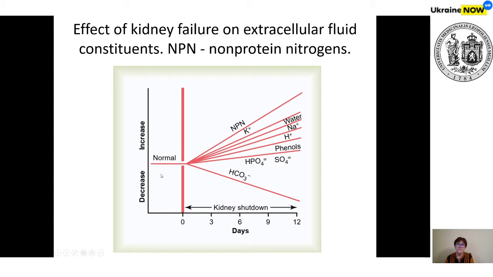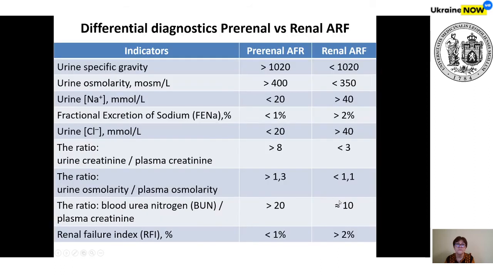Effect of kidney failure on extracellular fluid constituents. You can see increased levels of non-protein nitrogens, potassium, water retention, sodium retention, retention of hydrogen ions, phenols, phosphates and sulfates, and a decreased level of bicarbonate.